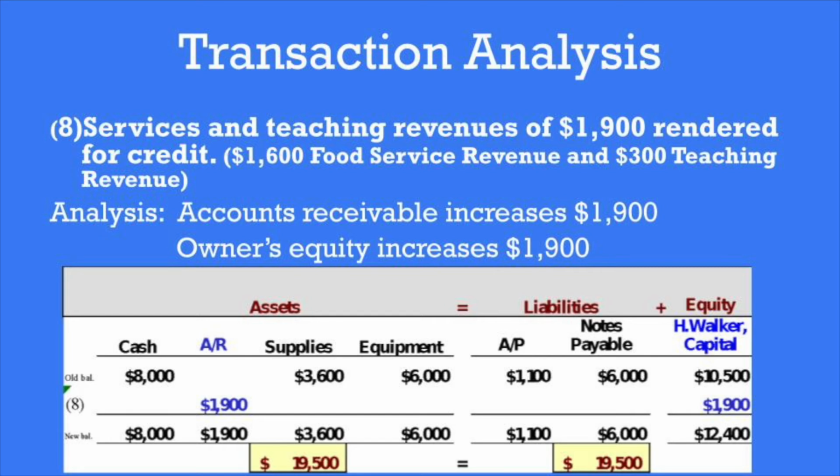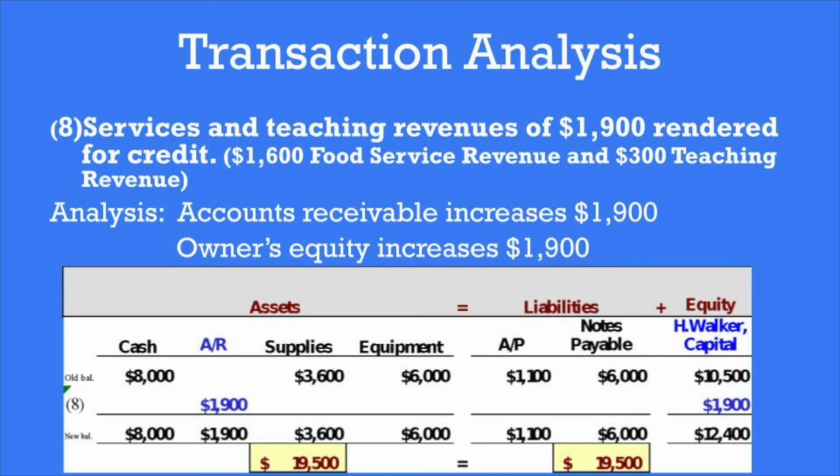So effectively, we've had revenue for $1,900 come into the business, of which $300 is for teaching and $1,600 for food services. There was no money changing hands here. However, there was a promise to pay by whoever bought the service. So that would be considered an accounts receivable. We call that an accounts receivable. It is an asset. It's money that's going to come in at some time. We just record it when the revenue occurs, okay? So the fact the money hasn't flowed really doesn't matter.